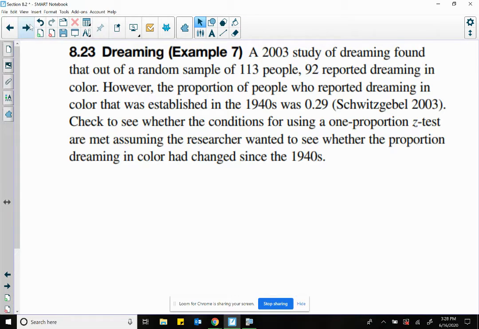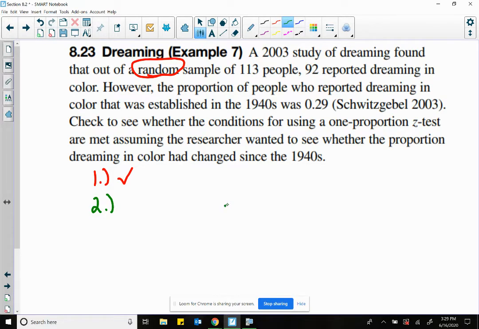Okay, so we know that it's random. So part 1 of the CLT is met. It's random. Part 2, is this independent? Well, hopefully my dreaming in color does not affect your dreaming in color. So we're going to have to assume that our observations are independent, because my dreaming should not affect your dreaming or anybody else's dreaming.